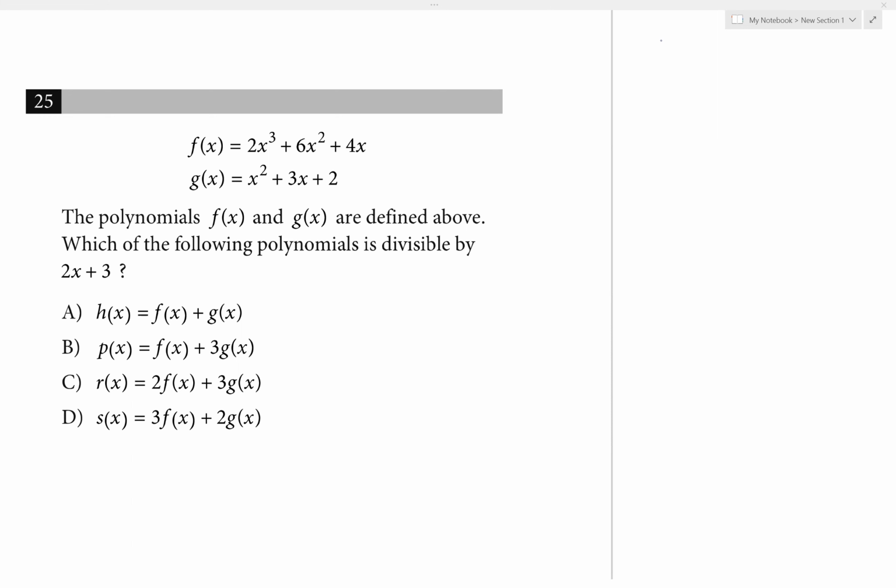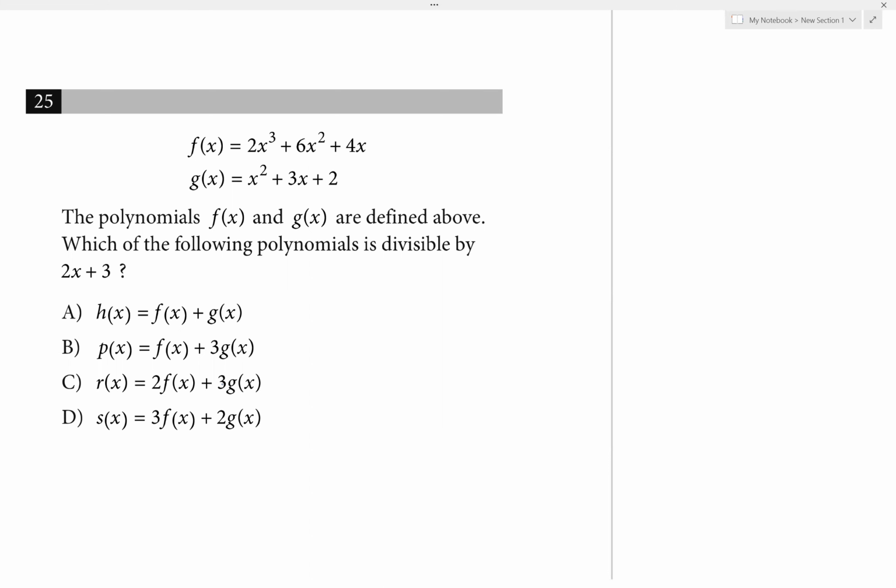Okay, so if we go through all the answer choices, we could do f of x plus g of x, right? Add them together, combine like terms, and try to see if it's divisible. We can maybe try long division, and see if we get something without remainder, then it will be divisible. But that would take a long time, especially when we get to the more complex ones. We have to do 3 times f of x plus 2 times g of x, yeah, that will take a while. Okay, so there is a shorter method for this question, but it's kind of difficult to see.